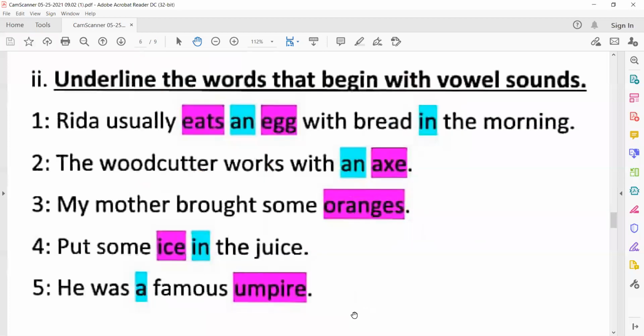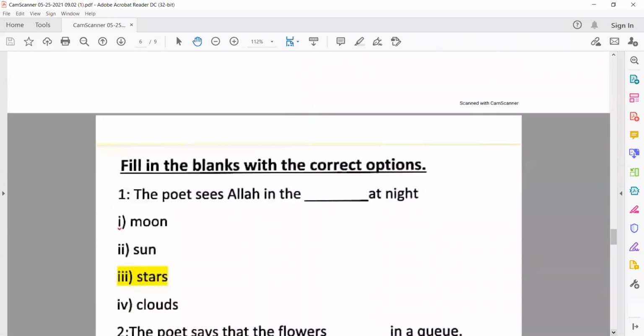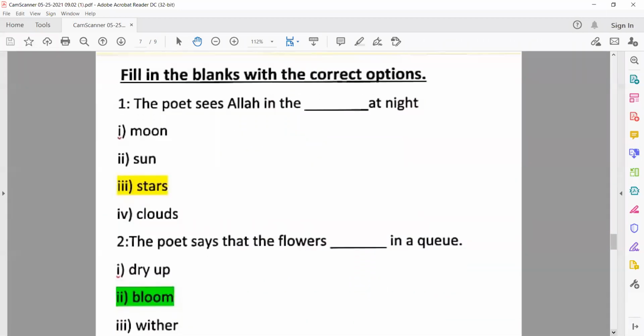Now come back. We have 5 fill in the blanks regarding the poem. The first one is: the poet sees Allah in the dash at night. Tell me. In the moon, in the sun, in the stars, in the clouds. Do you remember? The poet sees Allah in the dash at night. Well done. In the stars at night. Zulkifl, Muskan Amjad, brilliant.